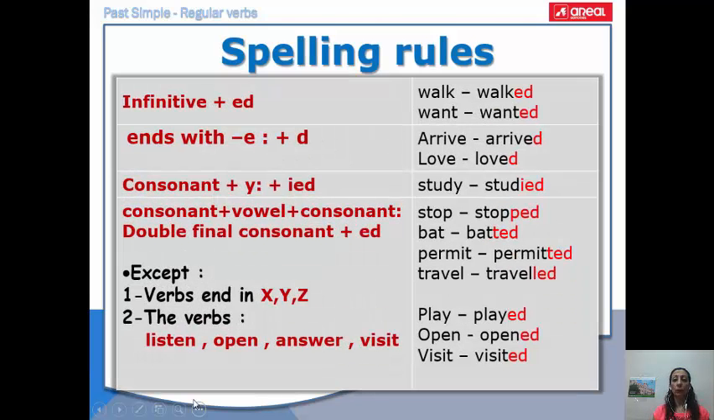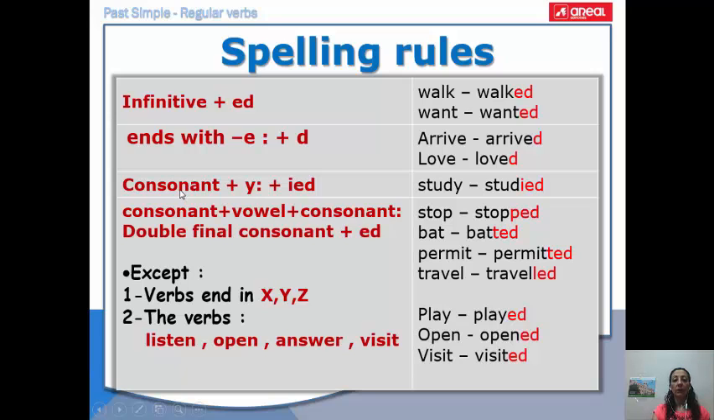Okay, we have spelling rules of adding ed to the verb. We have the infinitive verb plus ed. This is a simple rule. Walk, walked, want, wanted. So we add ed to the infinitive verb. If the verb ends with e, we only put d. Arrive, we put d. Arrived. Love, ends with e, so we put only d. Love, loved.